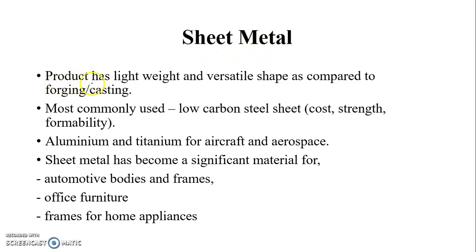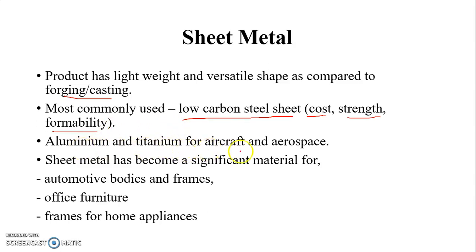So, what is sheet metal? The product has a lightweight and versatile shape as compared to forging and casting. In forging and casting, we use the raw material as a bulk material. As compared to forging and casting, sheet metal has a lightweight and versatile shape. Most commonly, low carbon steel sheet is used. We use low carbon steel sheet for making sheet metal forming materials because of the cost, strength, and formability. The formability of low carbon steel is higher than that of other materials.